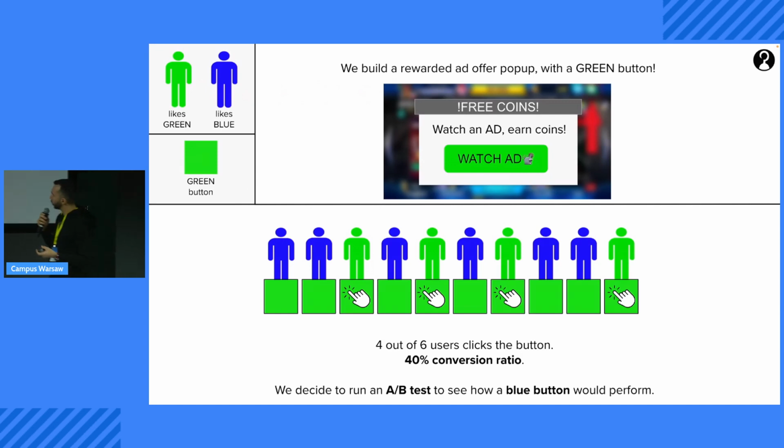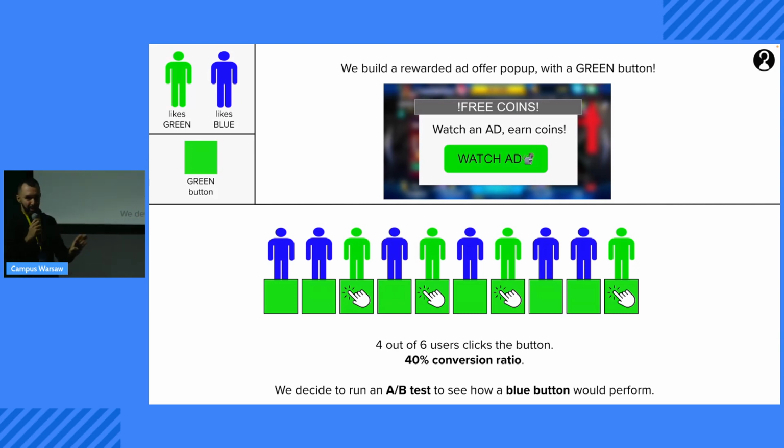So I want to talk about a theoretical scenario. Let's assume that we build a rewarded ad offer pop-up, right? You watch an ad, you get some free coins. We have a beautiful looking green button. And just for the theory's sake, let's assume that we have this green guy over here, and he's the kind of person, he sees green, he clicks it. There's no questioning, right? He's in love with green.